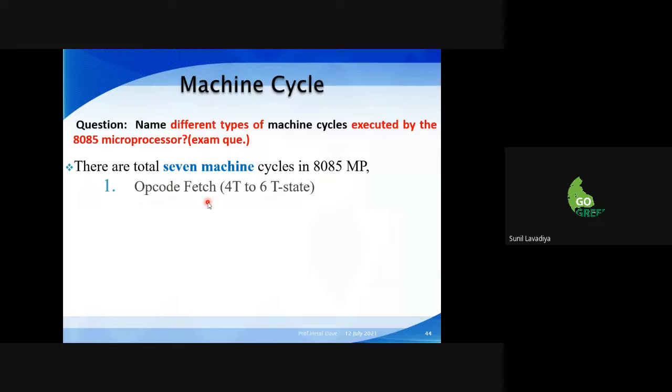One is opcode fetch. Whenever there is an instruction of any program, that is called an opcode. Like MOV, move, is one kind of opcode. If I say MVI, that is also an opcode. LDA, STA, any instruction is called an opcode. For that, generally it is in the range of 4 to 6 T-states. The second type of machine cycle is memory read.